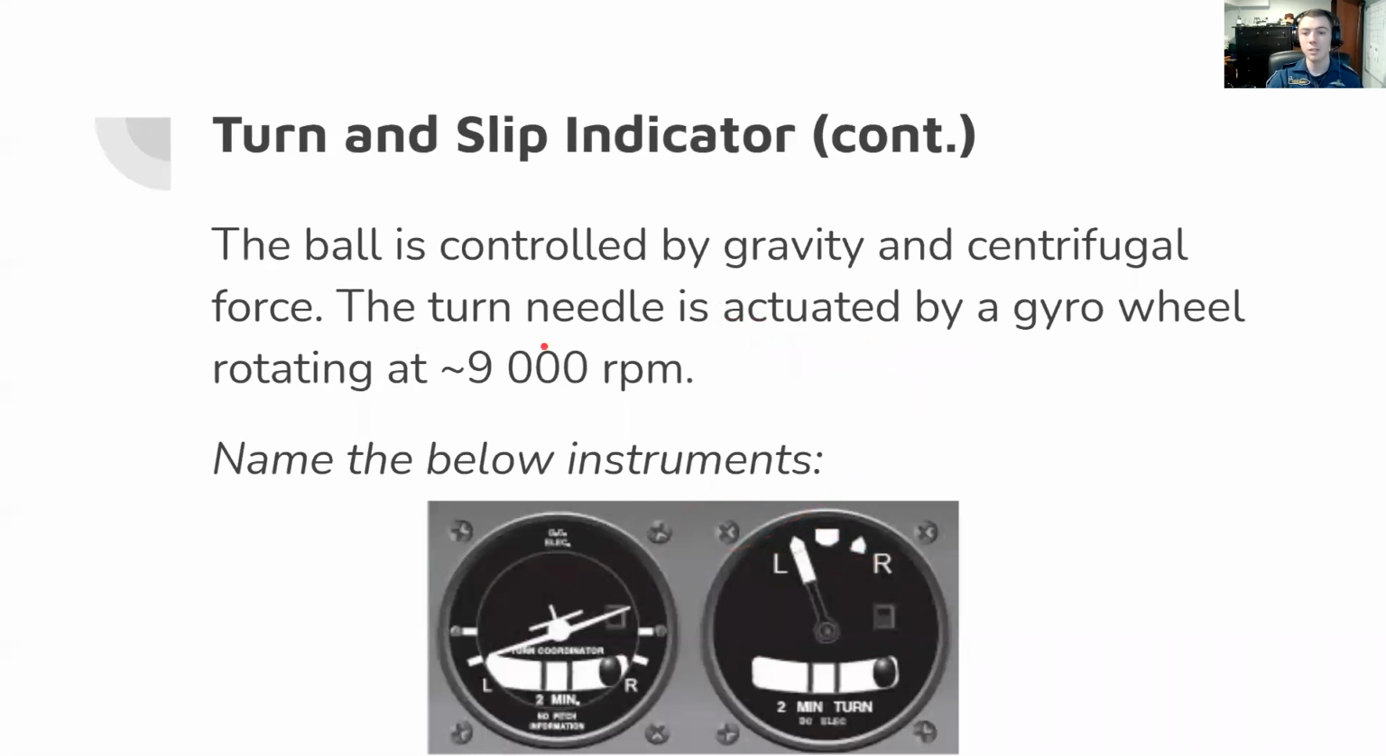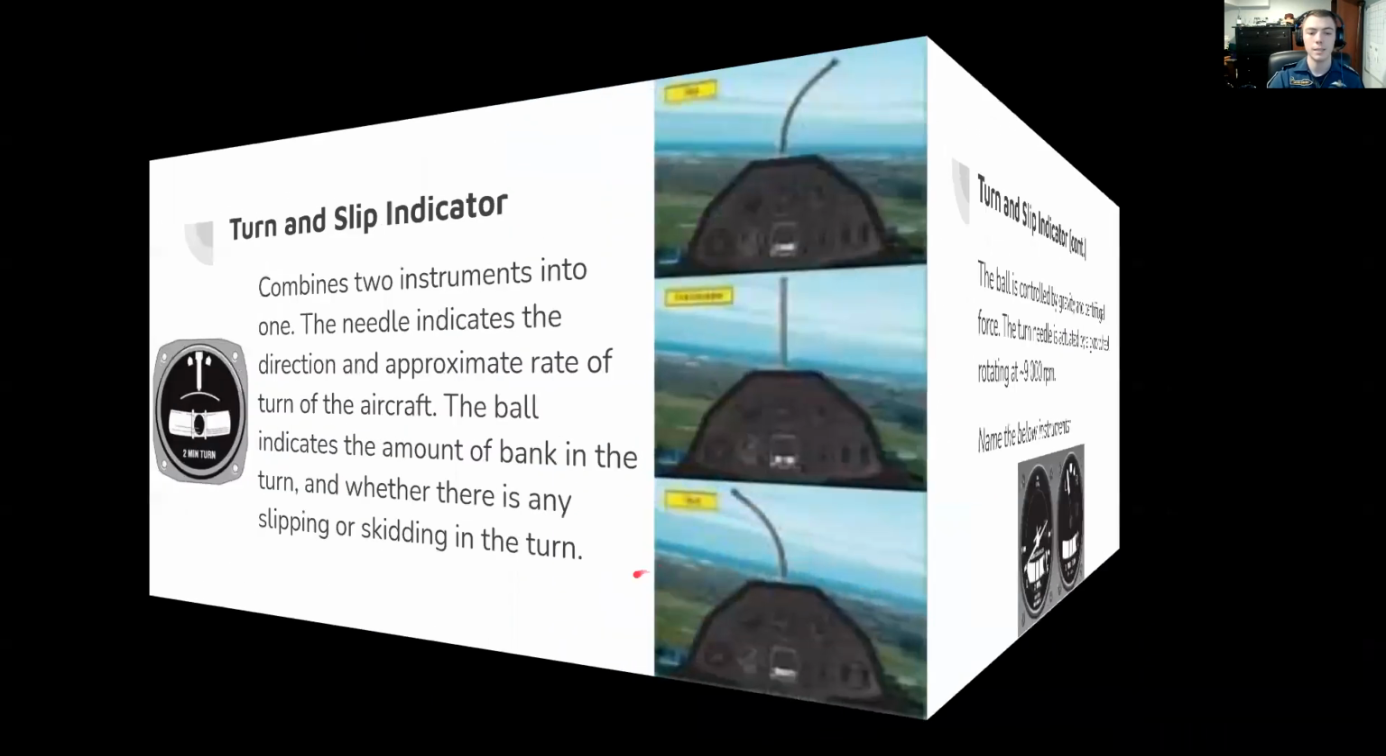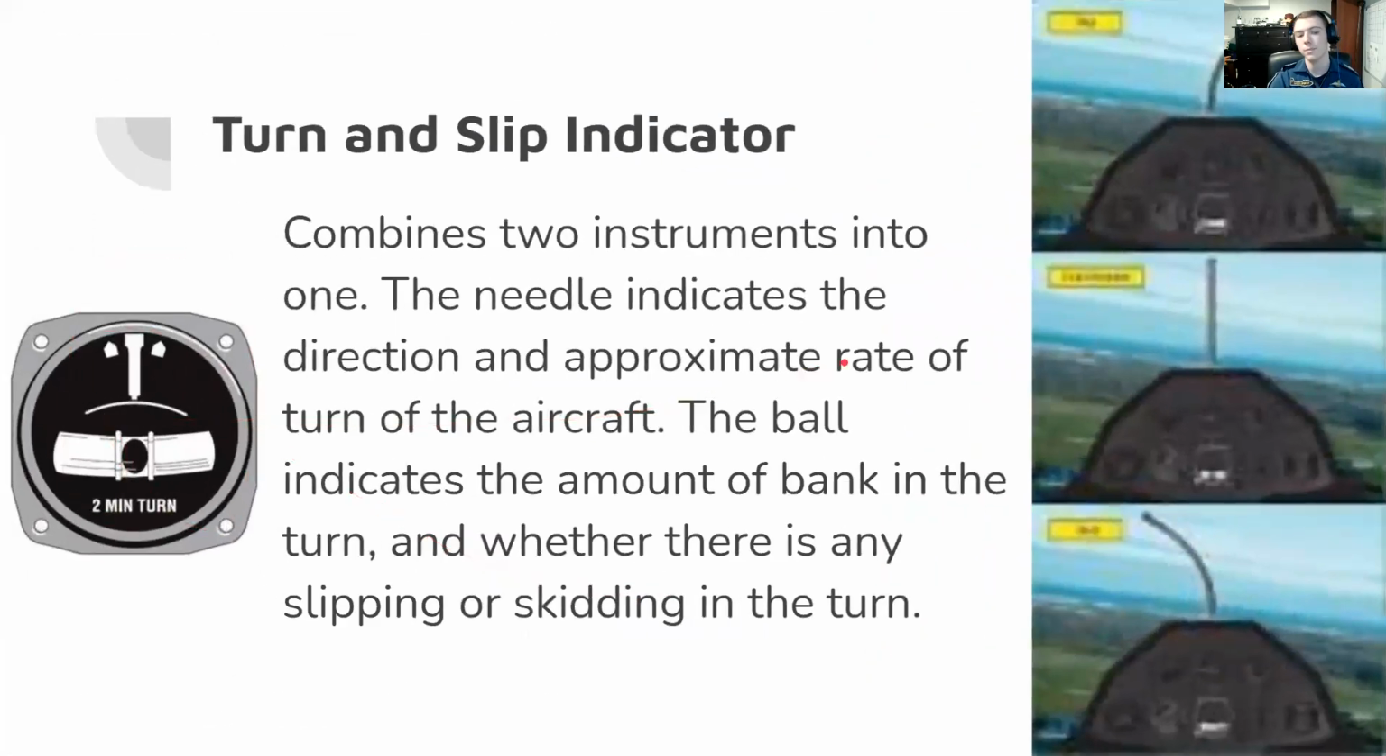Your turn needle is actuated by a gyroscopic wheel behind it, which spins at about 9,000 RPM, but that varies between instruments. This is the turn coordinator and your slip indicator. So these two get combined into this, if that makes sense.